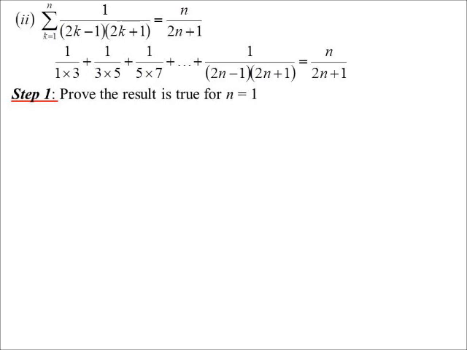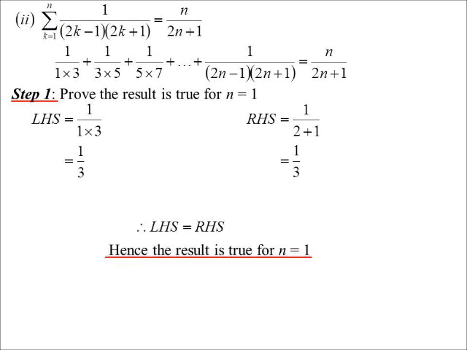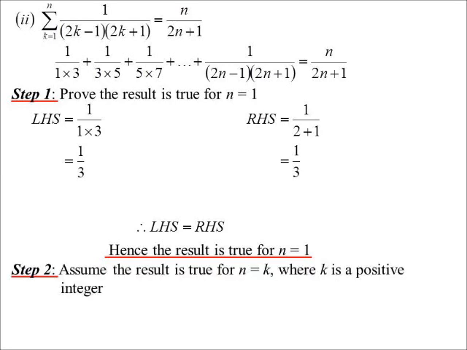Is it true for n equals 1? Well, the left-hand side, as I say, the first term would be 1 on 1 times 3, which is 1/3. Right-hand side, if we put that into the formula, yes, we get 1/3. So, great, it does work for the first term. So I'm going to assume it's true for n equals k.